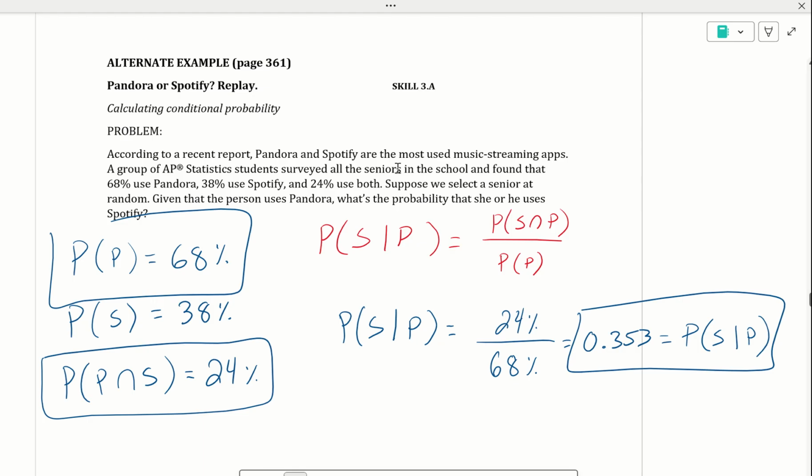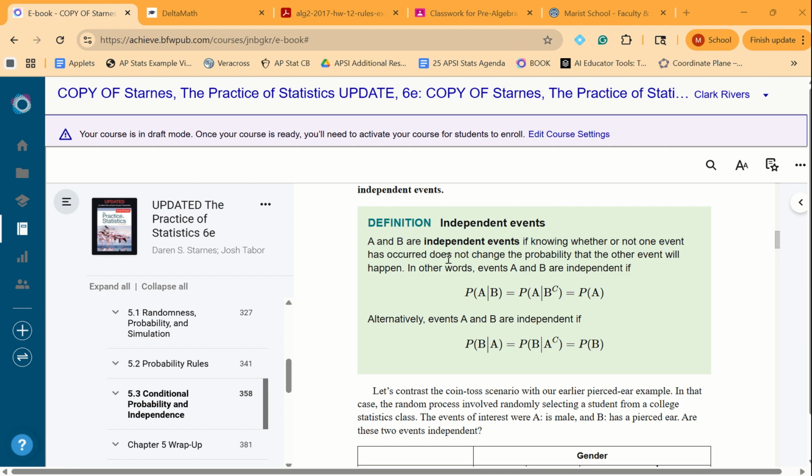Let me back up. Given that a senior at the school listens to music on Pandora, there is a 0.35 probability that they also listen to Spotify. There you go. That's your sentence. Let's talk for a moment about independent events.